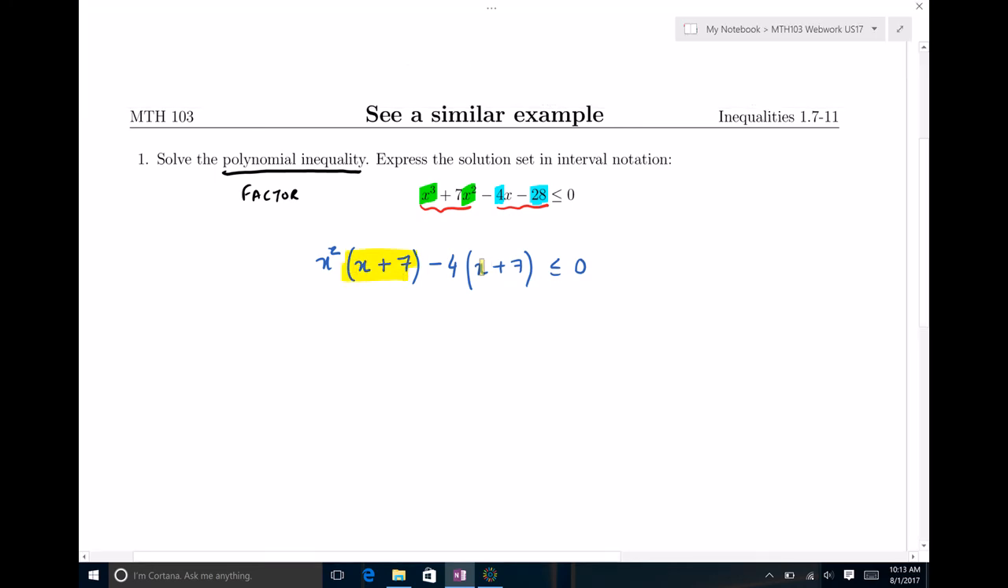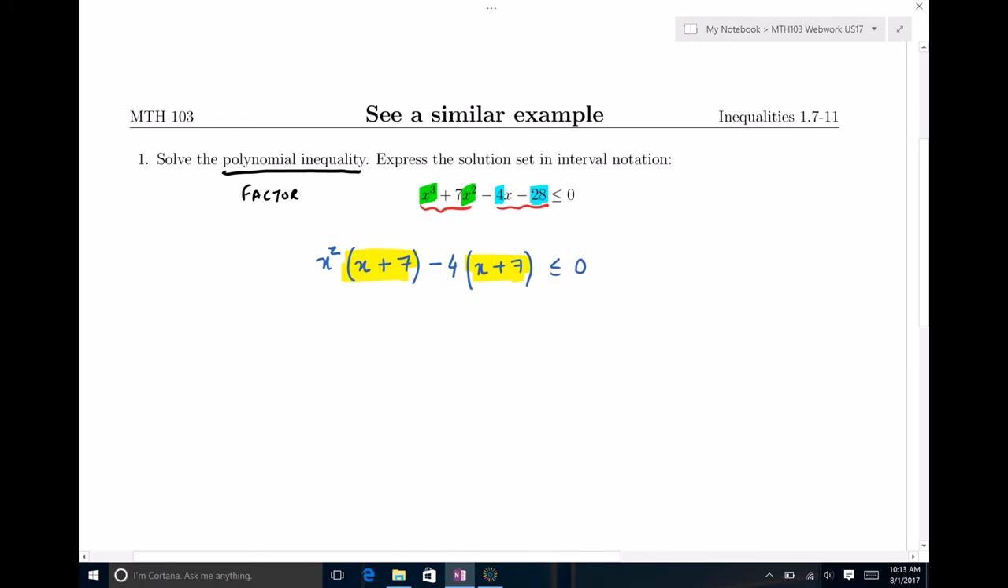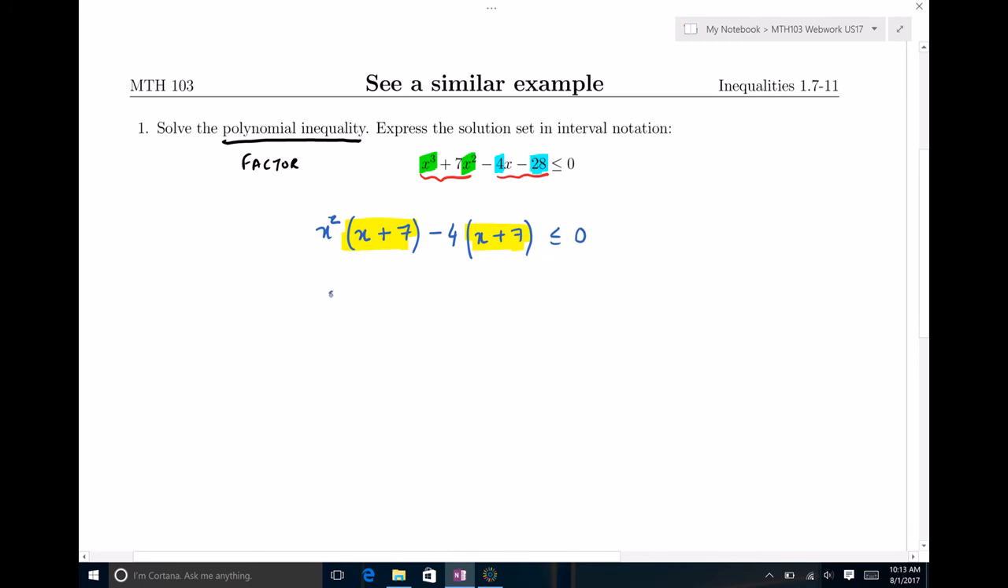You'll see that both of these terms have x plus 7 in common. So I'm going to factor that out and make this x plus 7 times x squared minus 4 is less than or equal to 0.